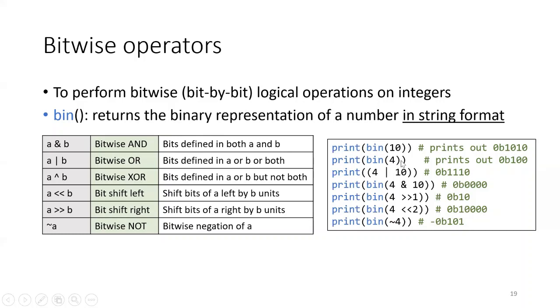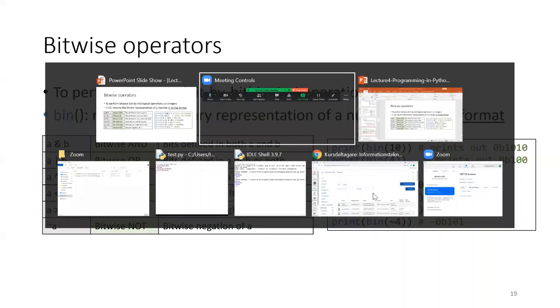And in the next line, you see that the binary representation of 4 will be printed out, and then we are doing different sort of bitwise operations on that. Let's see them in our Python program.